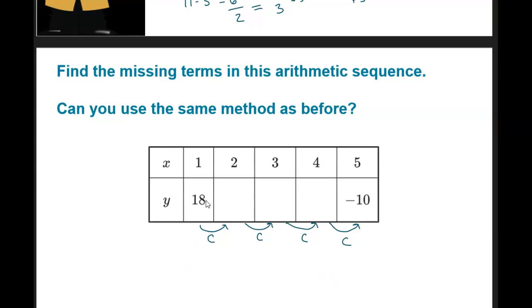So what does that tell us? It tells us that we start with 18, we add C 4 times, and we get negative 10. If we put that into an equation, we get 18 plus 4 C's equals negative 10. And then we could solve that. We subtract 18 from both sides. We get negative 28 over here. Divide by 4 to get C by itself. And we get C equals negative 7. Same answer as we got before. So both of those methods work for us.